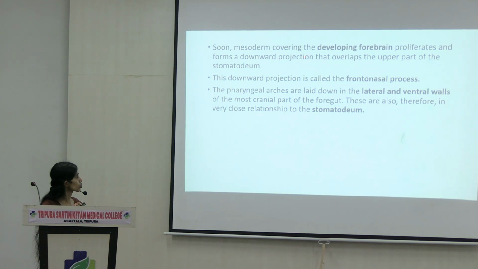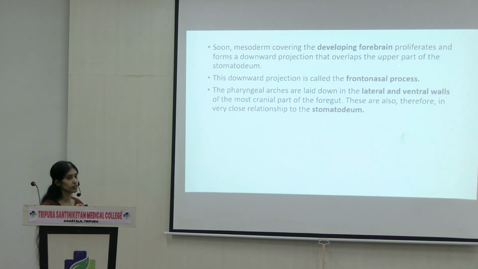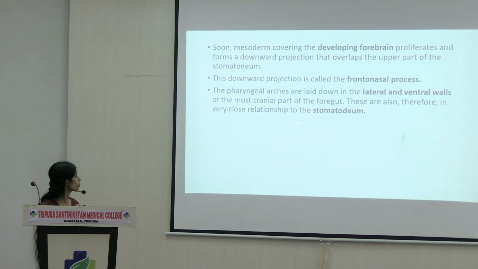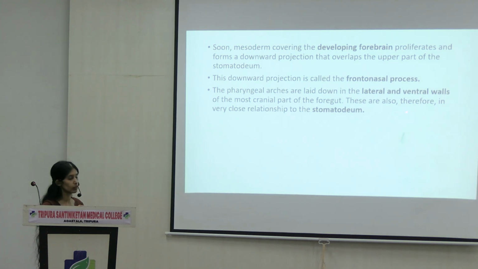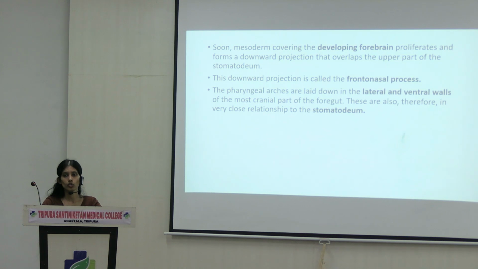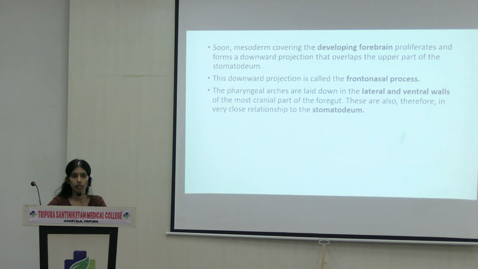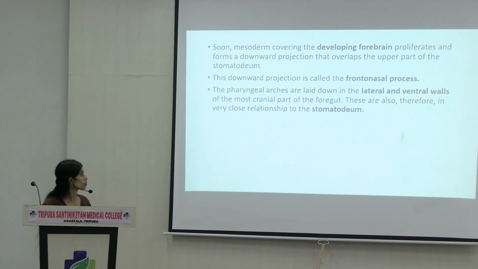Soon after that, the mesoderm covering the developing forebrain proliferates and forms a downward projection that overlaps the upper part of the stomodeum. This downward projection is nothing but the frontonasal process. Okay. The pharyngeal arches are laid down in the lateral and ventral walls of the most cranial part of the foregut. These are therefore in very close relationship to the stomodeum. But mainly you have to concentrate on the frontonasal process, maxillary process and mandibular process.